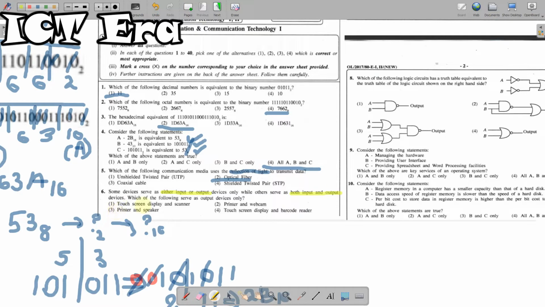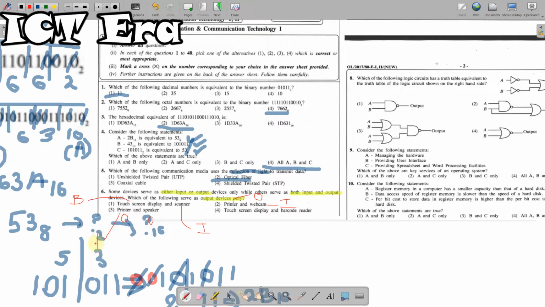Now the question is asking: which of the following serve as only output devices? That means the question is asked to find the output devices. So first one, touch screen. Touch screen is both input and output. Scanner, input device. Then printer, output device. Webcam, input device. Then printer, again output. Speaker, yes, it's also output.